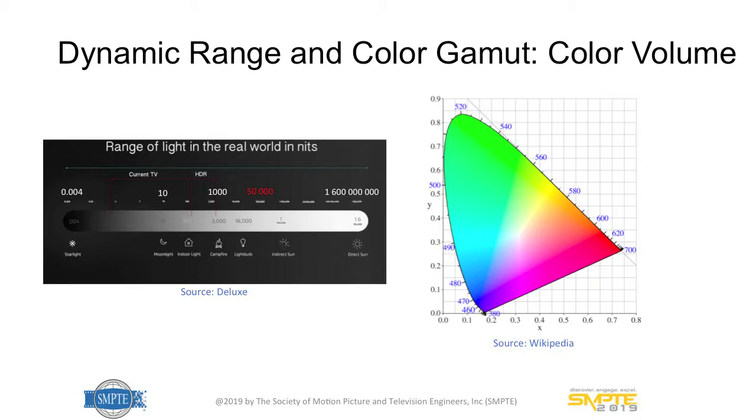On the left-hand side, this is the amount of light energy that is emitted by different sources. That's expressed, if you come from Europe, as candela per square meter, which sounds a bit more scientific. If you're in North America, you'll call them nits, which is an easier unit. It's the same thing, just a different name.